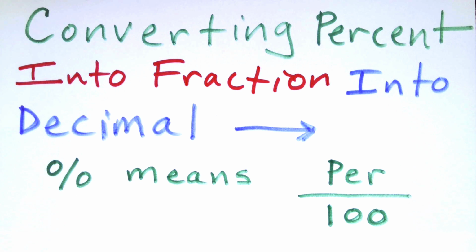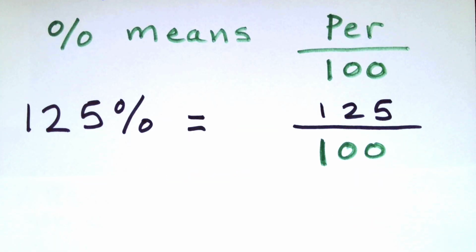In this part 46 video, we're going to continue converting percent into fraction into decimal. Quick review. Remember, the percentage symbol means per 100. And if I have 125%, of course, that's 125 per 100. So you can see the symbol is gone. We have our fraction. What do we do now?